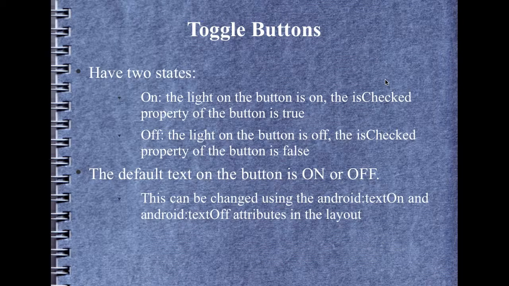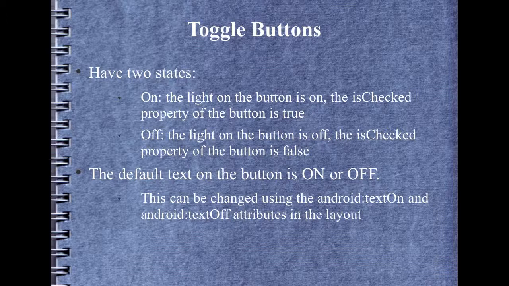So first of all, toggle buttons have two states, kind of like the way they sound. They have an on state and they have an off state. In the on state, the light on the button is on. In other words, there is by default a little blue bar at the bottom of the button, and that bar will be blue if it's on and black if it's not. And the is checked property of the button is true. In the off state, the is checked property of the button is false.